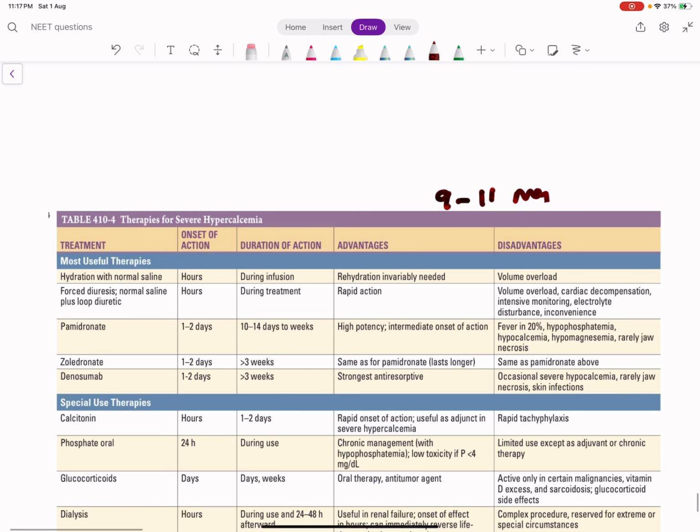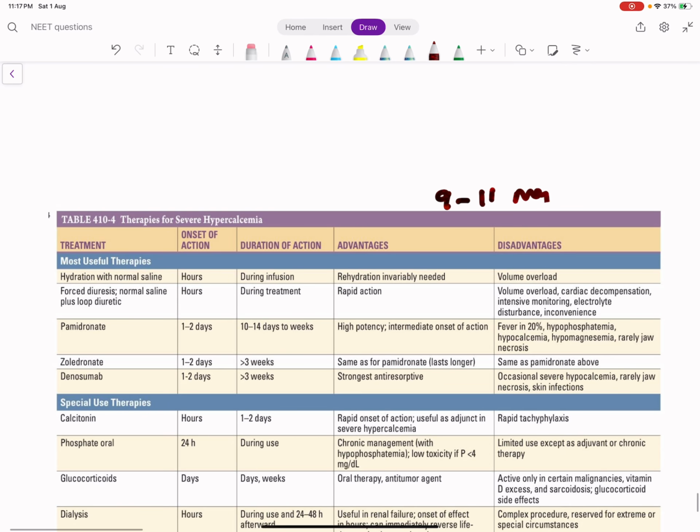So this is usually treated in the ICU. The first thing is hydration. Next you can give diuresis, that is saline plus furosemide. Furosemide causes calcium excretion. Then we can give bisphosphonates. Bisphosphonates are drugs which cause deposition of calcium in the bone.